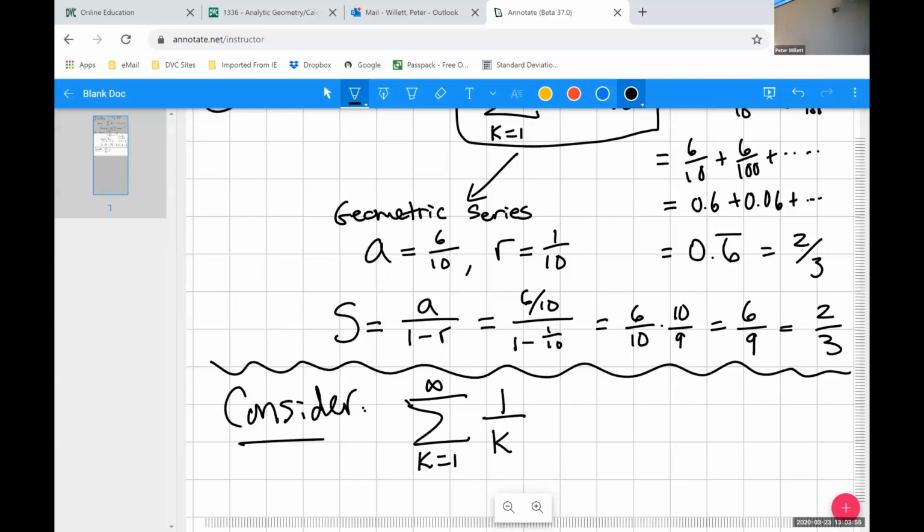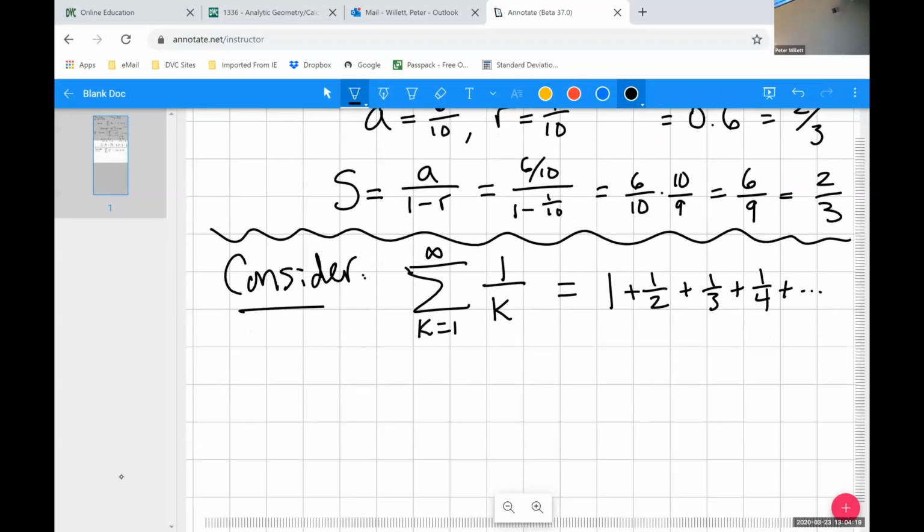So again, what do these terms look like? If I plug in a 1, I get 1/1, which is 1. If I plug in a 2, I get 1/2. And then I get 1/3, and I get 1/4, etc. So this is an infinite series. And we can ask ourselves, does it converge or does it diverge?